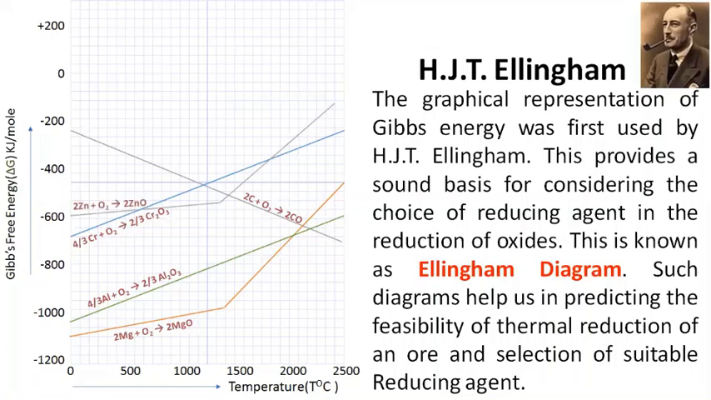The next line shows the formation of zinc oxide. Naturally, when zinc combines with oxygen, it produces zinc oxide. Here also you can see a sharp curve. We will explain in the next slides why this sharp curve is coming. Here also you can see that as the temperature increases, there is an increase in the delta G value. That means the stability of zinc oxide also decreases as the temperature is increased.